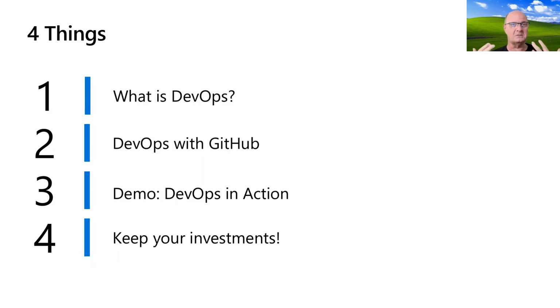And I'm going to show you specifically today DevOps with GitHub. So we're going to show GitHub. We're going to show something called Codespaces and GitHub Actions. And if you don't know what any of those things are, you will by the end of the presentation. That's going to be the DevOps in action part. And then I'm going to show you how you can keep your investments as well.